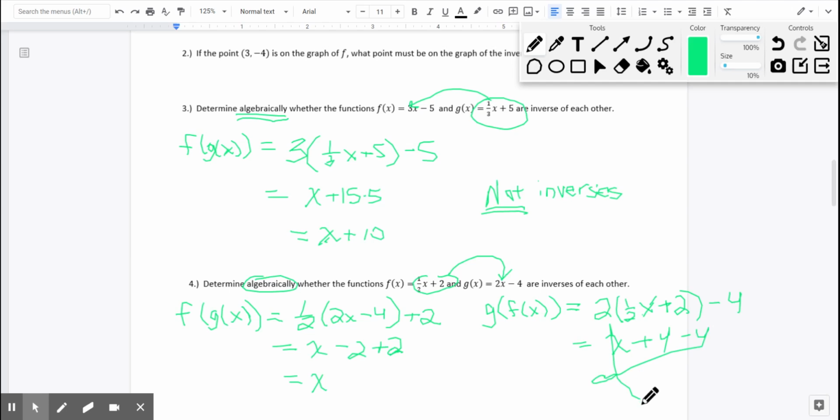Oop. Little malfunction there of my tablet. Let's try that again. And sure enough, this comes out to x.